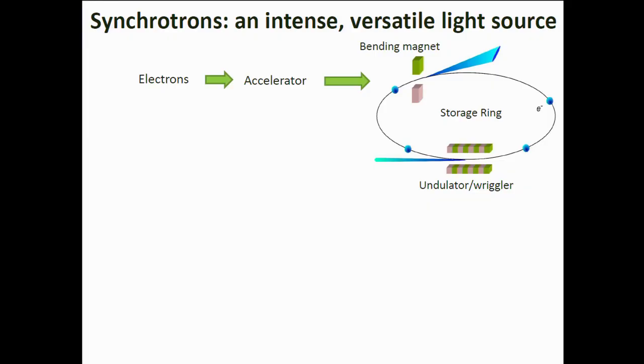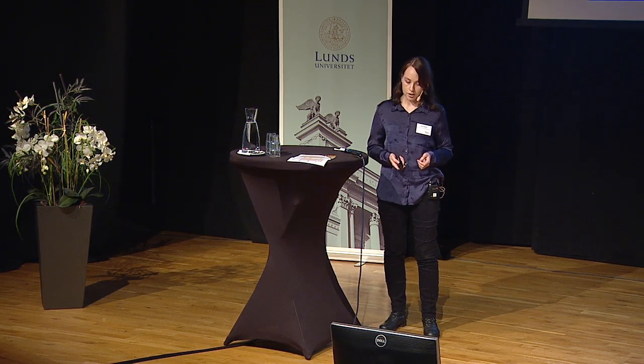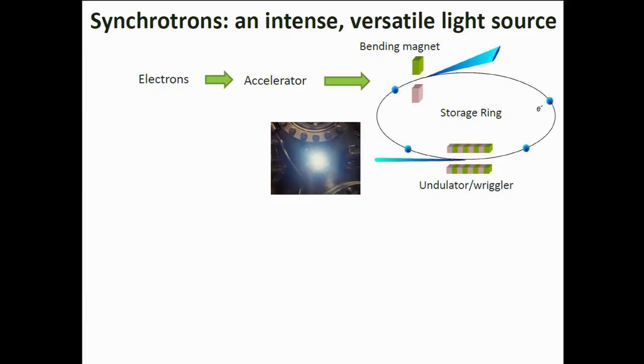Now, these electrons can traverse this circular path thanks to bending magnets. As the electrons experience the bending magnet and turn around a corner, you get light emitted. And where this light is emitted is where you would put your experimental station in order to harness the light and use it for probing your nanostructures or whatever it is you happen to be looking at.